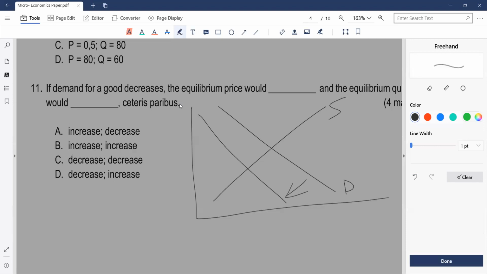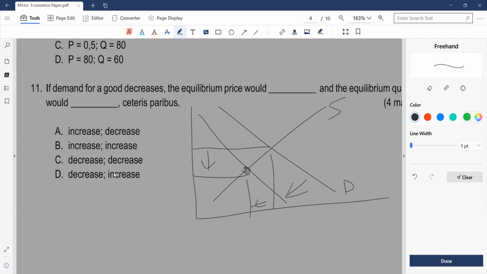What will happen to the equilibrium price? Okay, so the equilibrium price was there. What will happen to the equilibrium price? Decrease. And the equilibrium quantity was there. What will happen to the equilibrium quantity? Decrease. So we want decrease and decrease. So number 11, answer C.